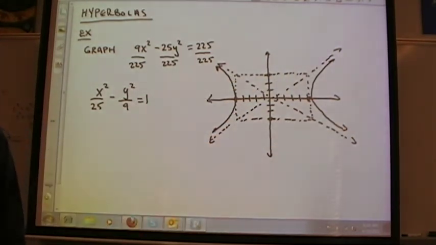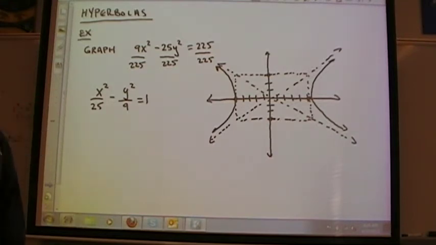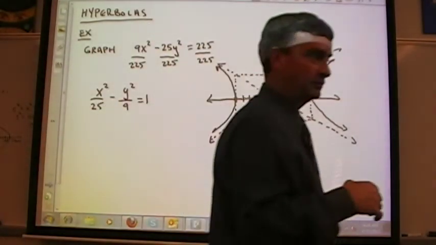If x comes first, it's left, right. If y comes first, then it's up, down. Could it ever be like left, up? No. You can't switch it around. This is one shape, they either open left, right, or up, down. Okay?